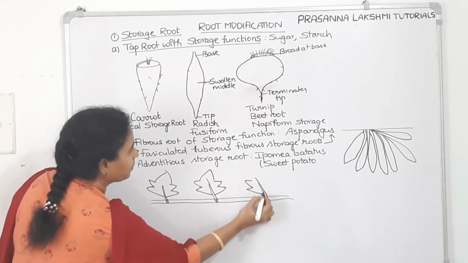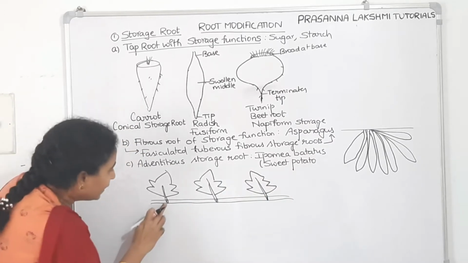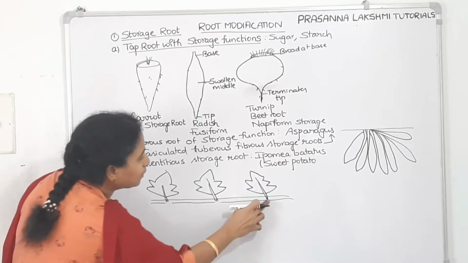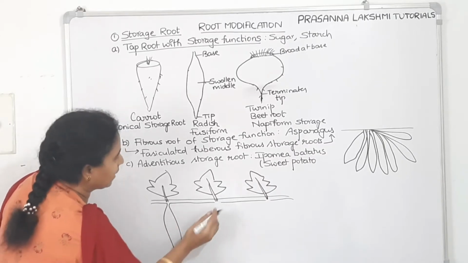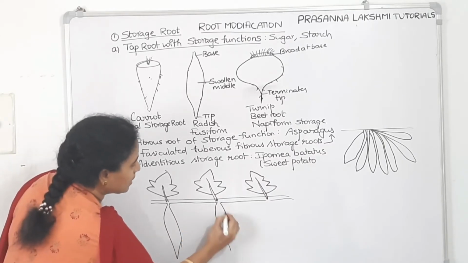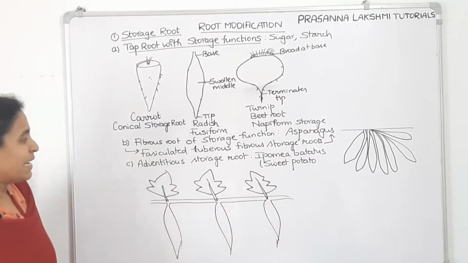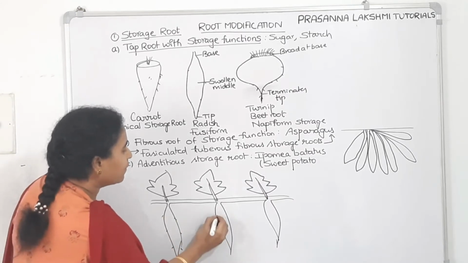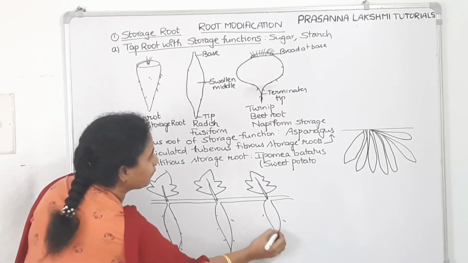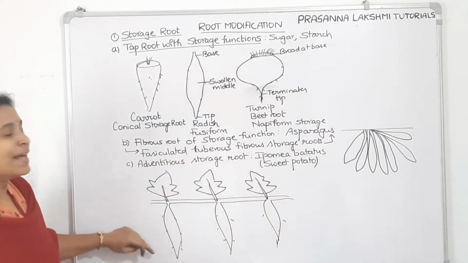This is the leaf of sweet potato. And underground, if you see, from the node, a root will come, a storage root. Since it is coming from the node, and it is irregular, so we call it tuberous. Adventitious tuberous roots are found in sweet potato. Since they are coming from the node, they are adventitious.